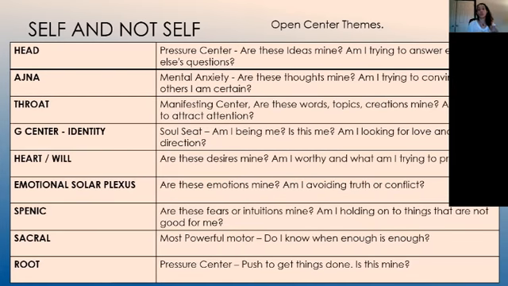And I want to get through the last two. I know we're going a little bit long here. So the sacral.